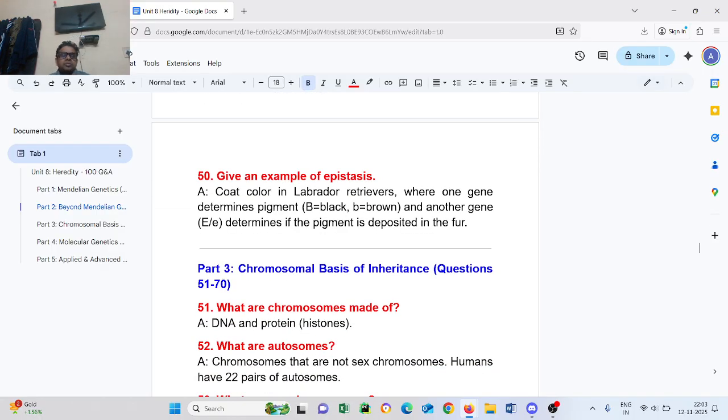Now move to part 3, chromosomal basis of inheritance. Questions 51 to 70. What are chromosomes made of? DNA and protein. Question number 52. What are autosomes? Chromosomes that are not sex chromosomes. Humans have 22 pairs of autosomes.